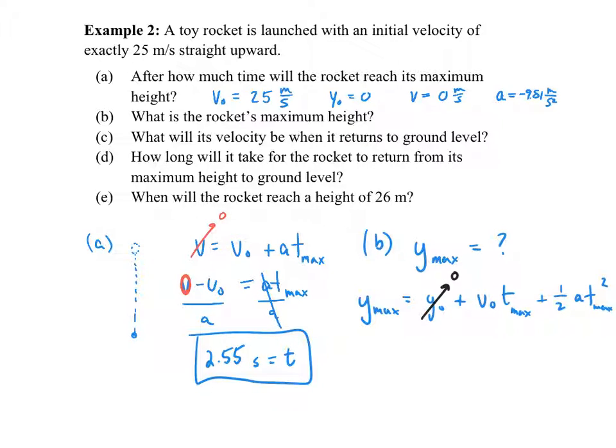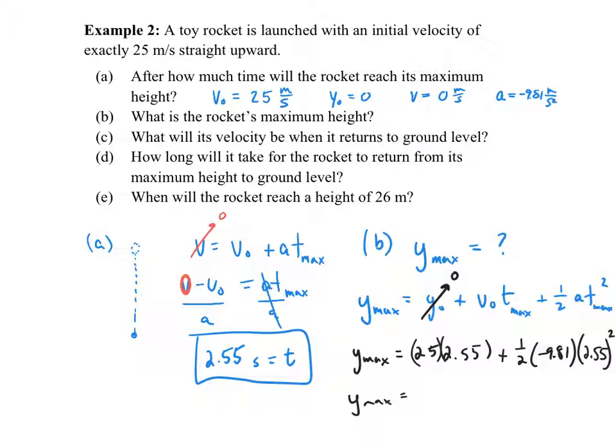So now it's a plug and chug. Okay, no rearrangement at all. Let's get y max. Okay, it's a plug and chug here. We're going to plug in. We got 25 times 2.55 plus 1/2 negative 9.81 times 2.55 squared. We're going to get a height of approximately 31.85 meters. Around 31.85 meters.